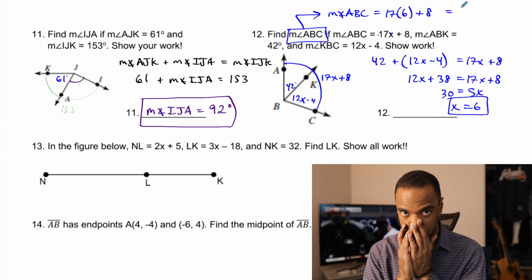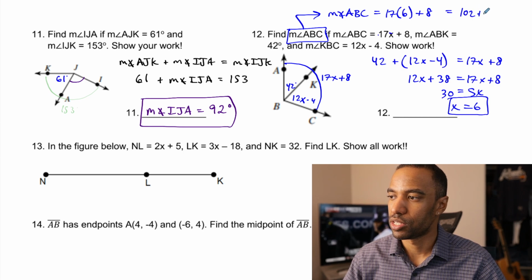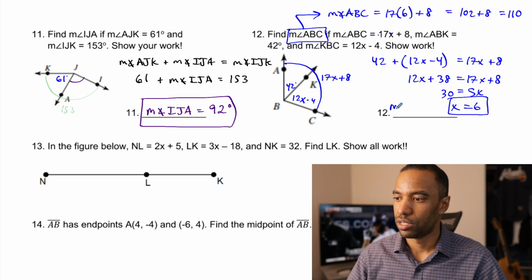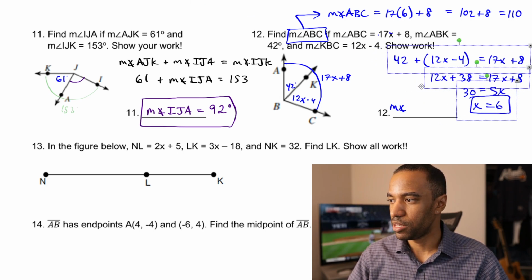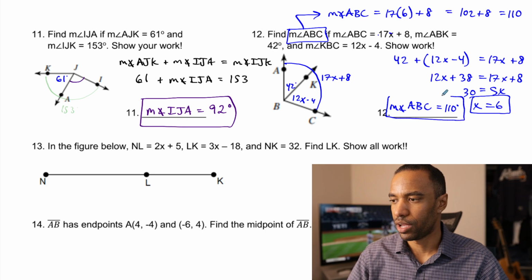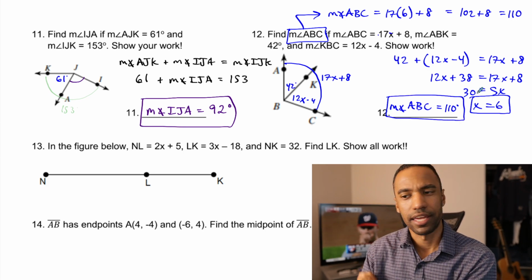17 times 6, 42 plus 60 is 102. So 102 plus 8 is 110. So the measure of angle ABC, I really want to move this stuff over now. The measure of angle ABC is 110 degrees. There you go. And you can watch ABC on Channel 10.